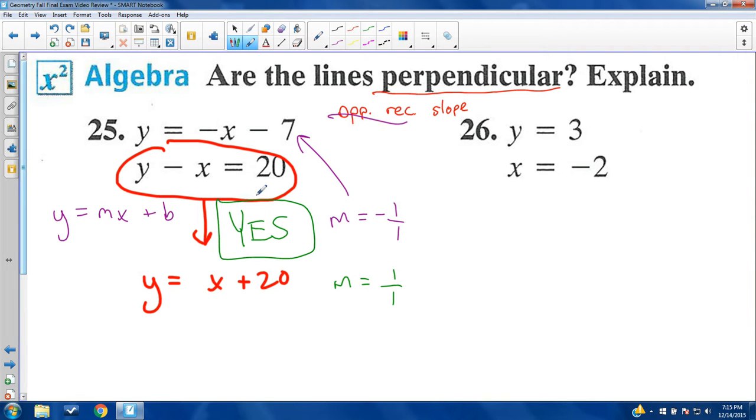And that's it. I don't need to graph them. Once I have opposite reciprocal slopes, I'm good to go. And again, 1 and 1 flip, and you get 1 and 1, I suppose. And this is positive, this is negative, so the sign changed.